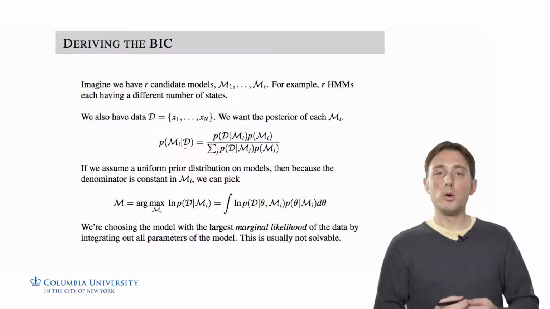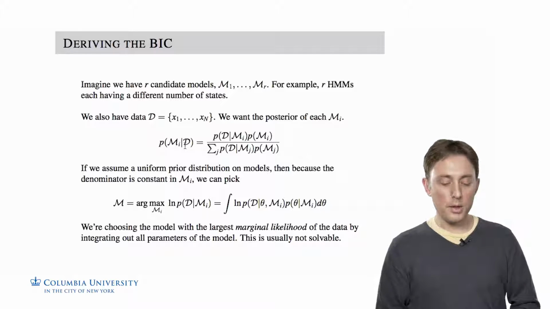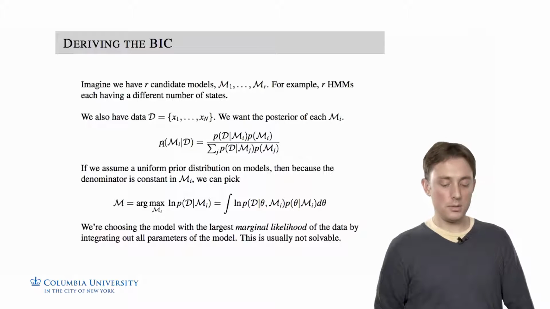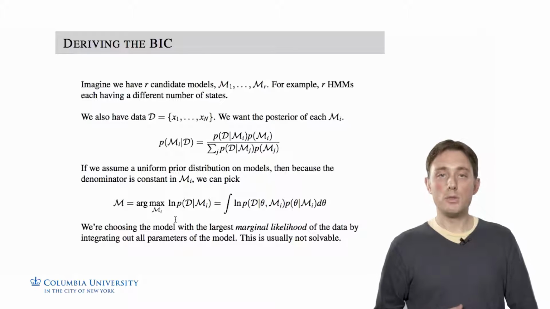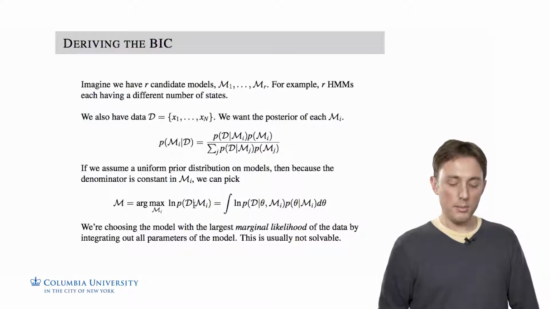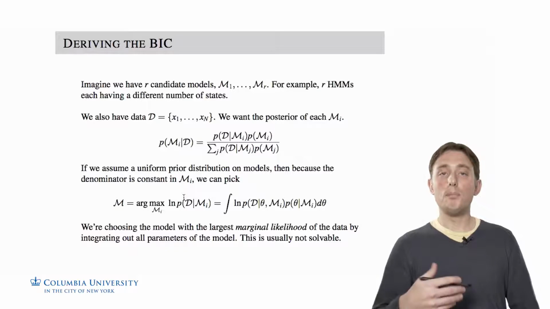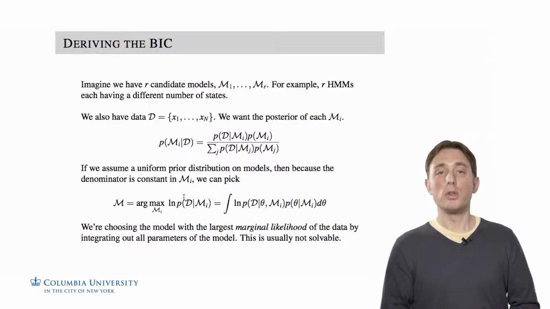So from the standpoint of motivating the BIC, we're going to assume that each model has a uniform prior, that a priori we aren't biased towards any model. They're all equally probable. And then because the denominator is simply a normalizing constant, by finding the most probable model, we want to find the argmax of the log likelihood of the data given each model. So we pick model i, we calculate the log likelihood of the data given that model, and then we pick the most probable model according to that likelihood to tell us which is the model order that we should select.